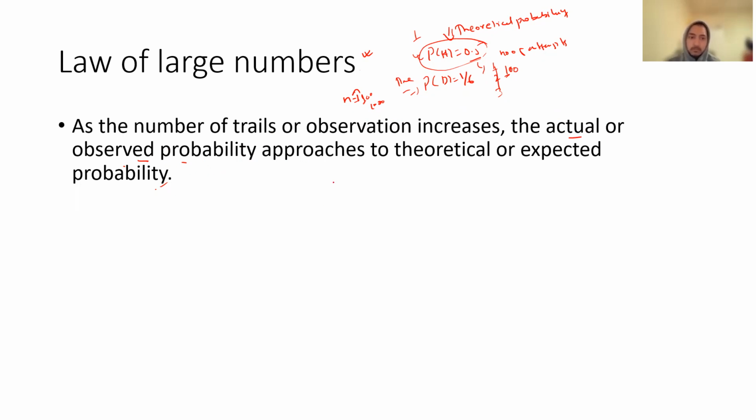So if the limit of n approaches infinity, the number of trials approaches infinity, then the observed probability becomes really close to the theoretical probability. Okay, the theoretical probability becomes close to the observed probability. So this is what the law of large numbers says.